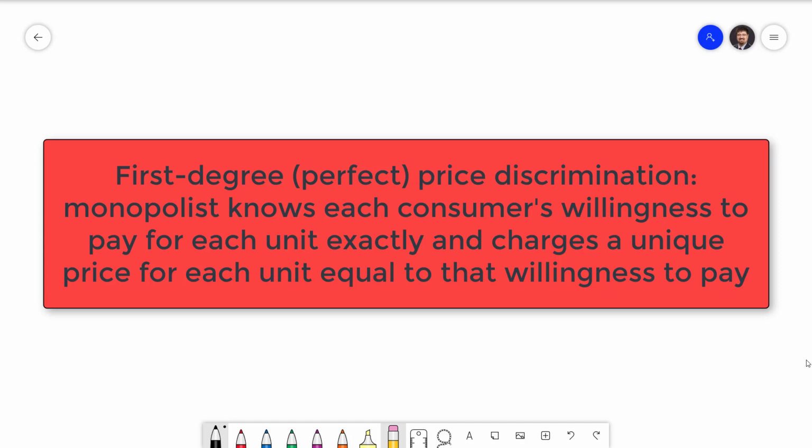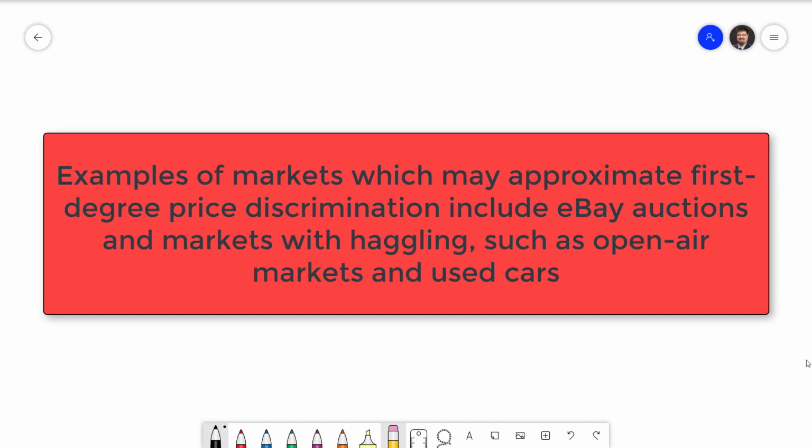Because of the extreme information requirements, first-degree price discrimination is quite rare in practice. It's generally impossible for a monopolist to know the willingness to pay exactly, but some markets may come close. eBay auctions are potentially quite close to perfect price discrimination because people type their willingness to pay into the computer.